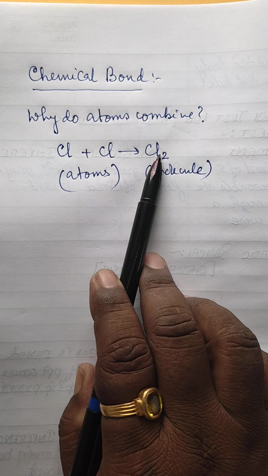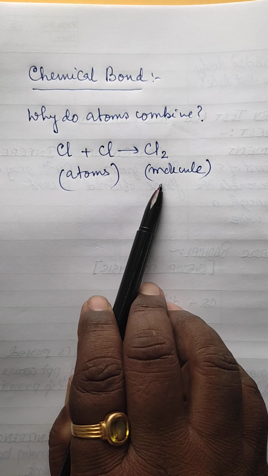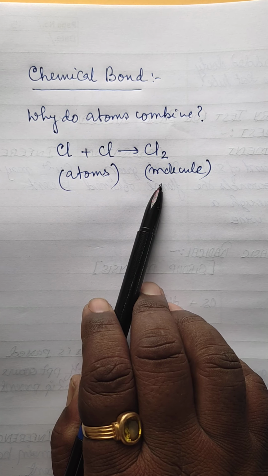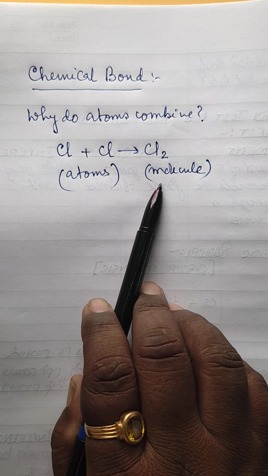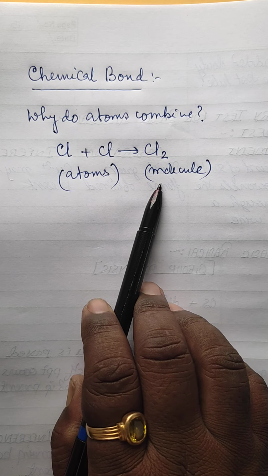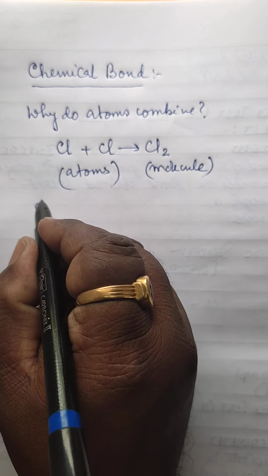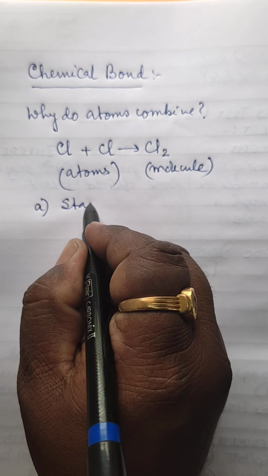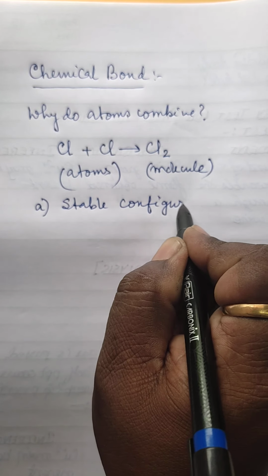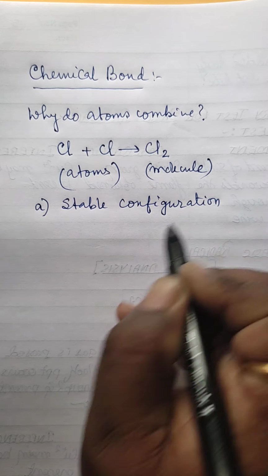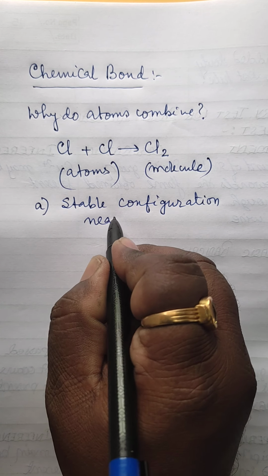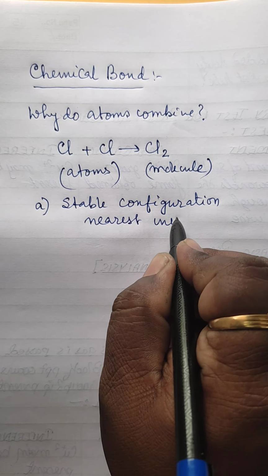Now the question arises, why should atoms combine to form a molecule? What is the reason for them to change into the molecule? They could have easily existed in the atomic form. Now why should they combine? So the causes for atoms to combine: first is to have a stable configuration, the stable configuration of the nearest inert gas.